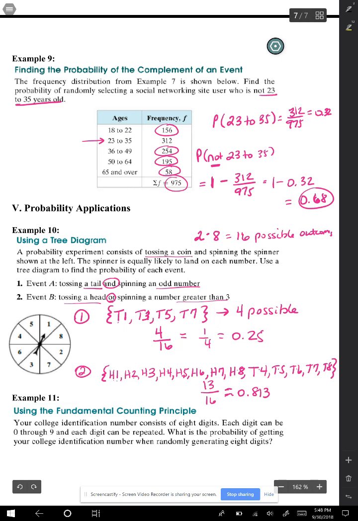And then on our final example, your college identification number consists of 8 digits. Each digit can be 0 through 9, and each digit can be repeated. What is the probability of getting your college identification number when randomly generating 8 digits? So first thing you want to do is how many possible ways can you generate 8 digits? So it's an 8-digit number, and each digit can be anything 0 through 9. So you have 10 choices for each of the 8 numbers. So you would have 10 times itself 8 times, and that would be 10 to the 8th power.